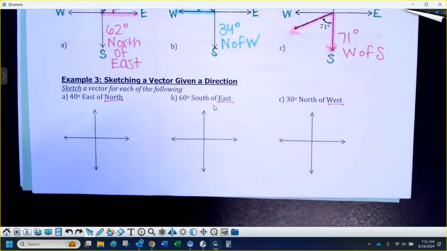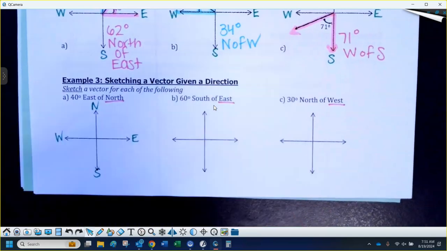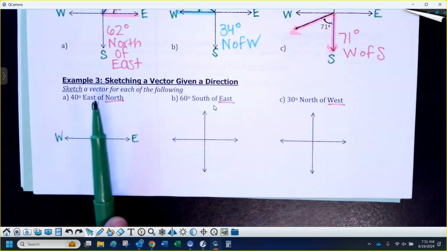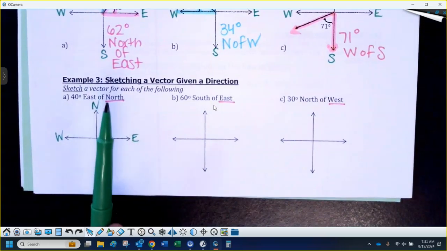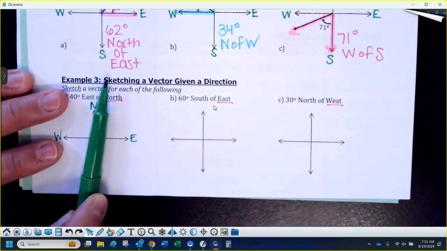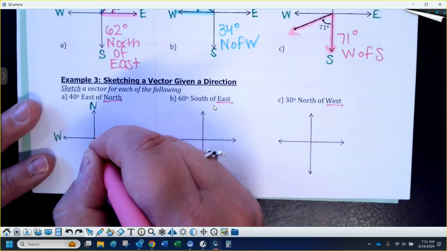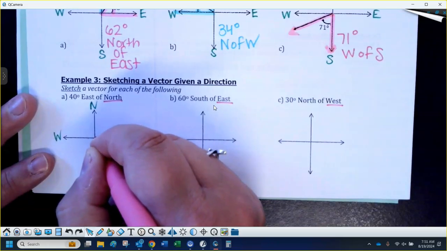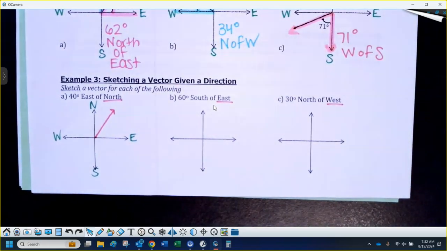So let me label this real quick. So we got north, south, west. Sorry, I should have labeled these ahead of time. Okay, so whatever second, you're going to start on that side and you're going to go towards the first word. So east of north, I'm going to start on the north side and go towards the east. And again, it doesn't have to be perfect. 45 degrees would be a direct diagonal. So I'm just going to kind of try to do just a little bit less than that. It doesn't have to be perfect.